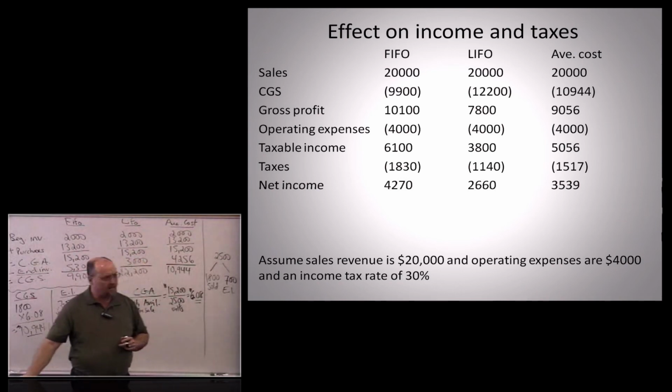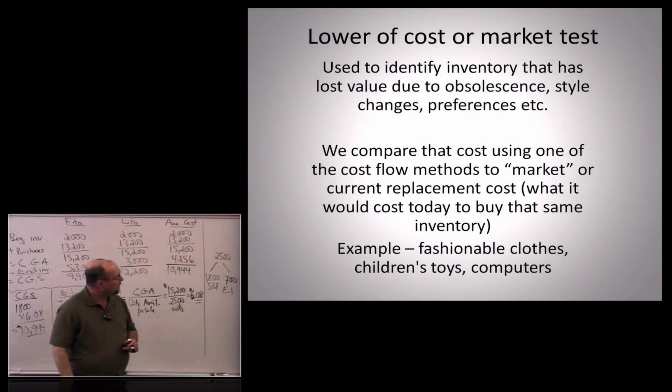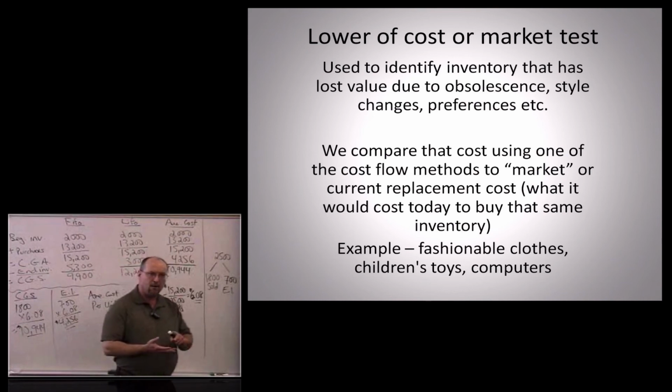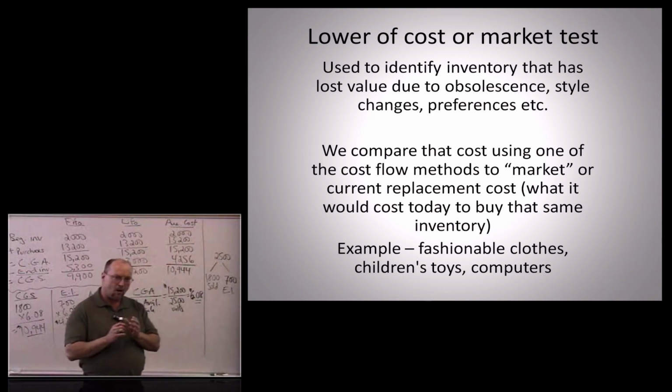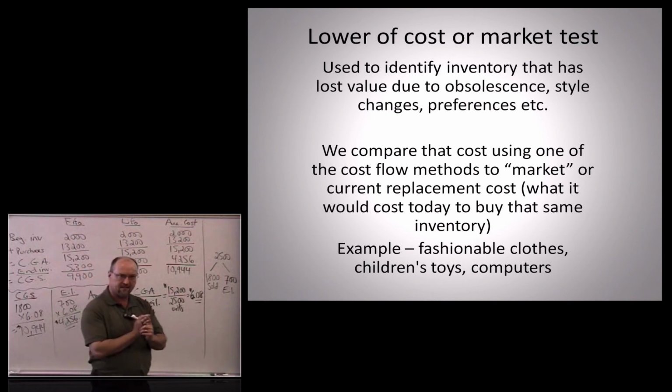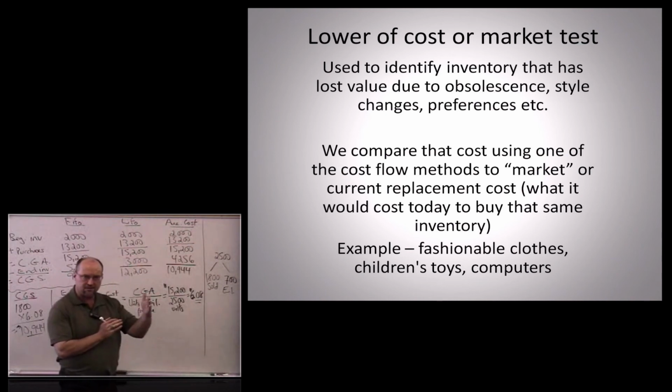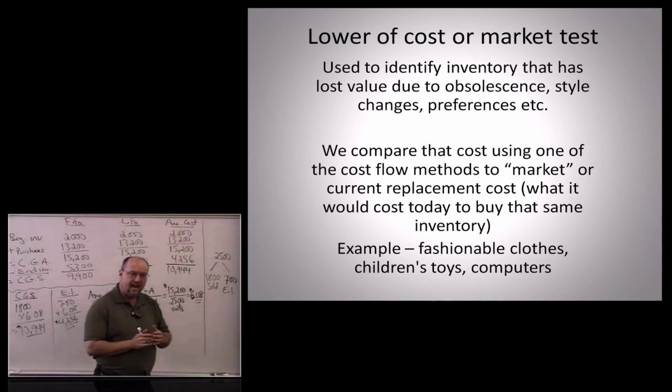Okay, a couple of other items we want to talk about. After we've figured out FIFO, LIFO, or average cost, this is our cost using one of these assumptions. That's our actual cost data. We have to perform what we call a lower of cost or market test, which is sometimes abbreviated LCM, lower of cost or market, and we're literally comparing two different numbers. Cost, using FIFO, LIFO, or average cost, and market.